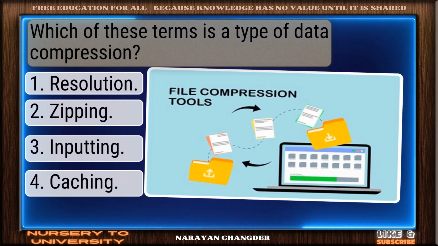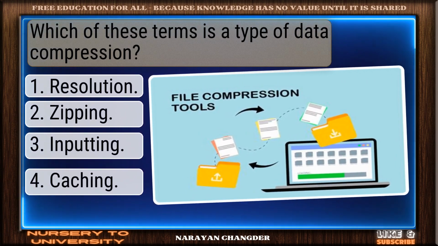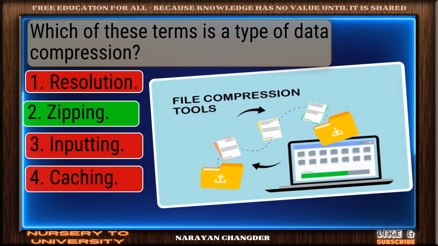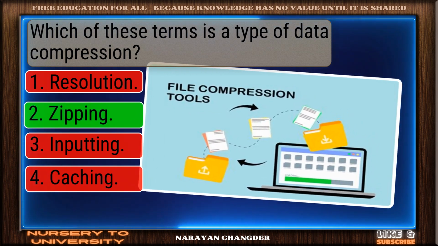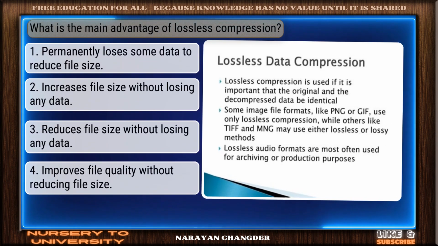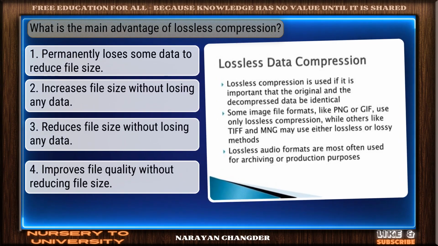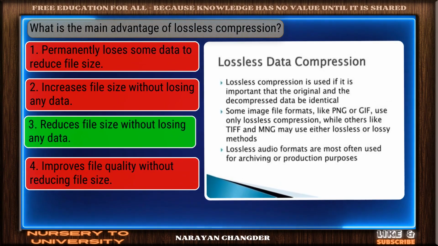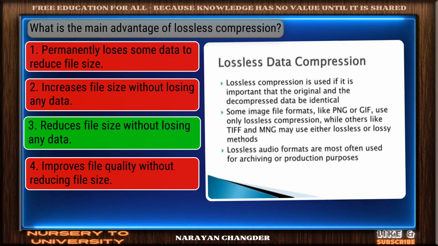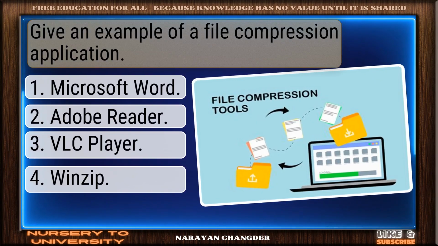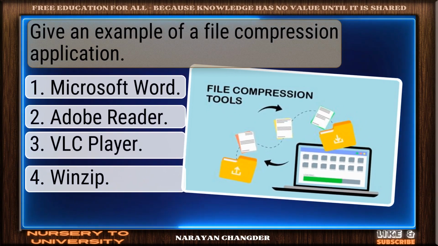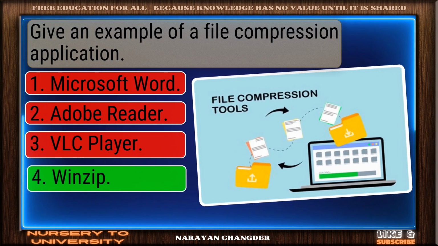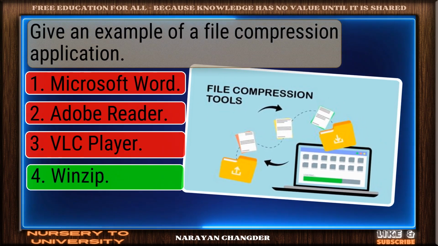Question number 58. Which of these terms is a type of data compression? On track. Zipping is the correct answer. Question number 59. What is the main advantage of lossless compression? Well reasoned. Reduces file size without losing any data is the correct choice. Question number 60. Give an example of a file compression application. Strong choice. WinZip is the right answer.